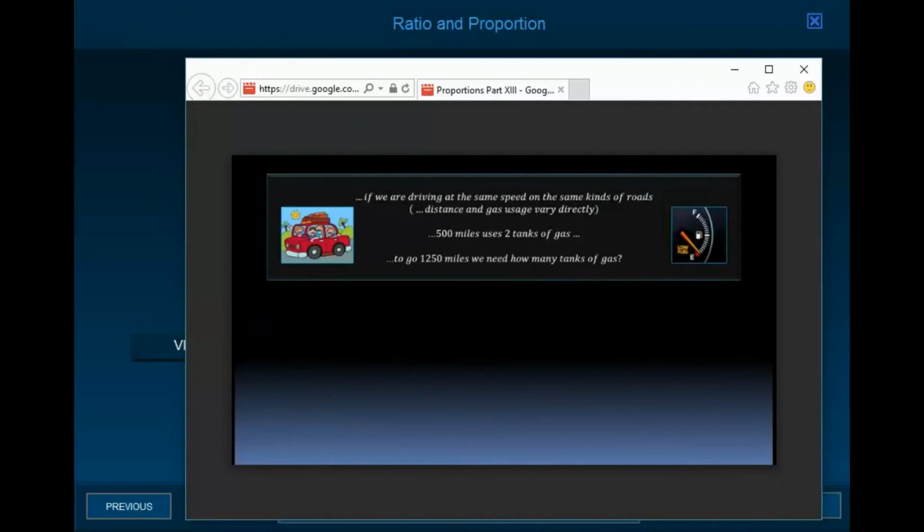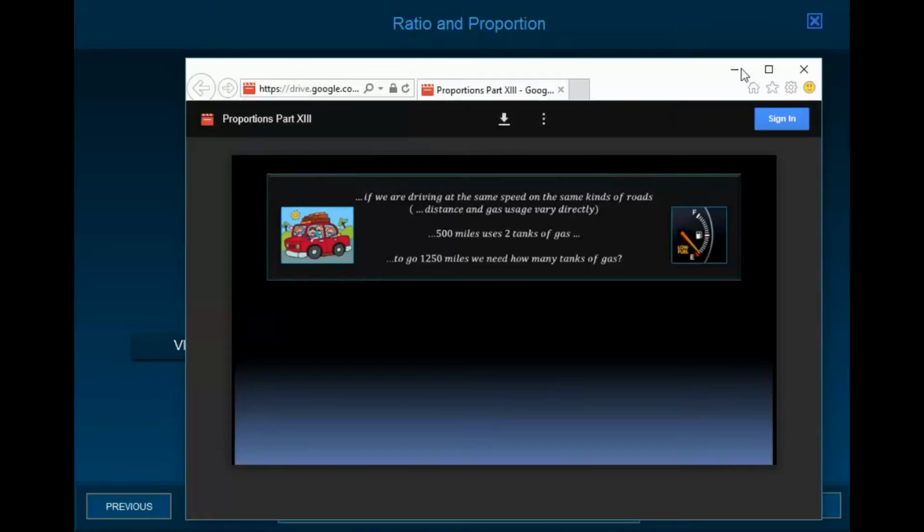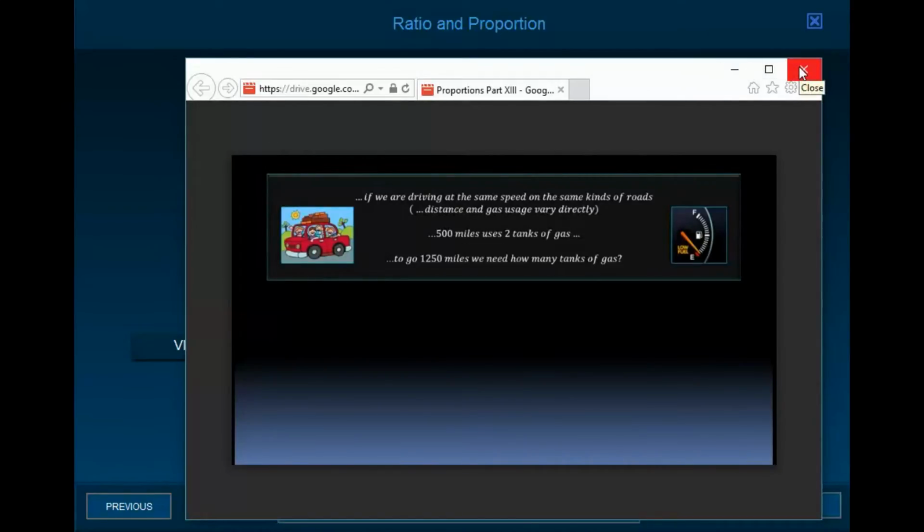Let's look at a different problem. If we are driving at the same speed on the same kinds of roads, then the distance and gas usage vary directly. If we use 2 tanks of gas when we travel 500 miles, we want to know how many tanks of gas we need if we go 1,250 miles. We can solve this problem using a proportion.